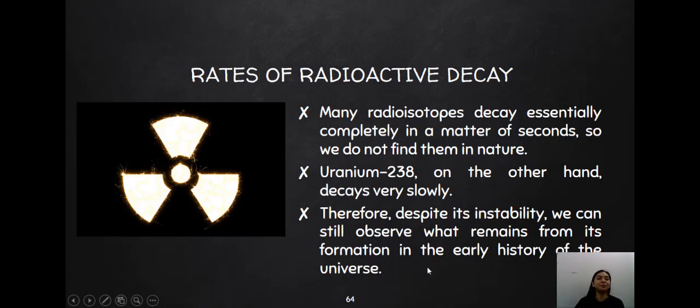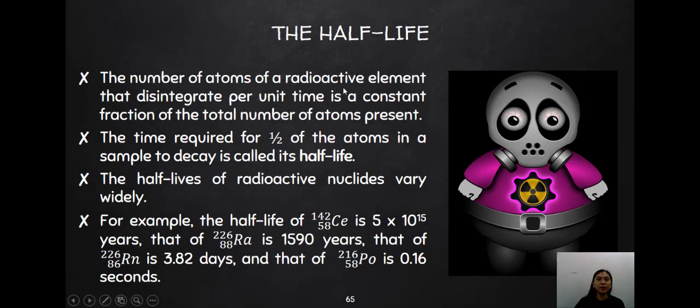So, yeah. The number of atoms of a radioactive element that disintegrate per unit time is a constant fraction of the total number of atoms present. The time required for 1/2 of the atoms in a sample to decay is called its half-life. So, half-life is very important. Kumbaga, half-life will tell you parang gaano ba katagal para sa isang particular radionuclei para maging kalahati na lang siya.